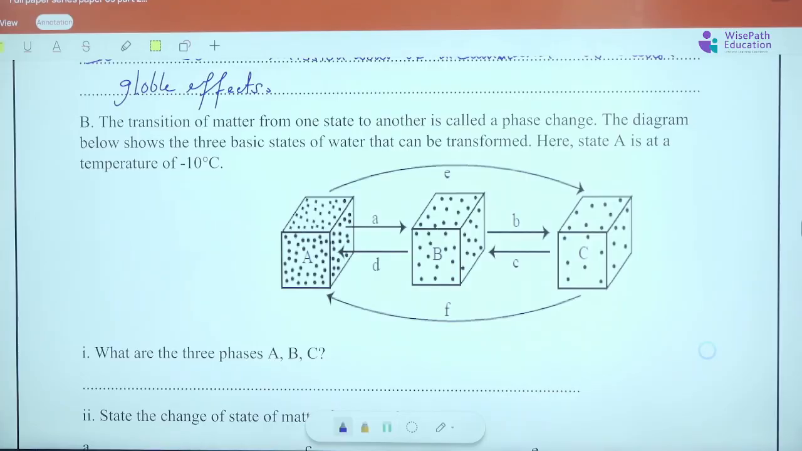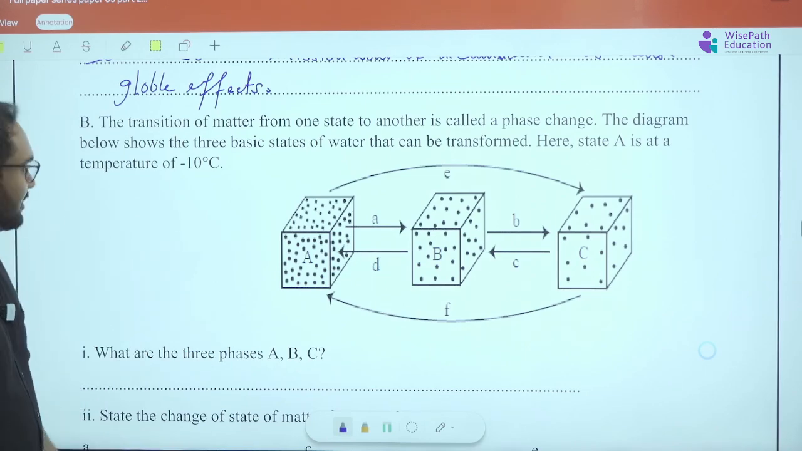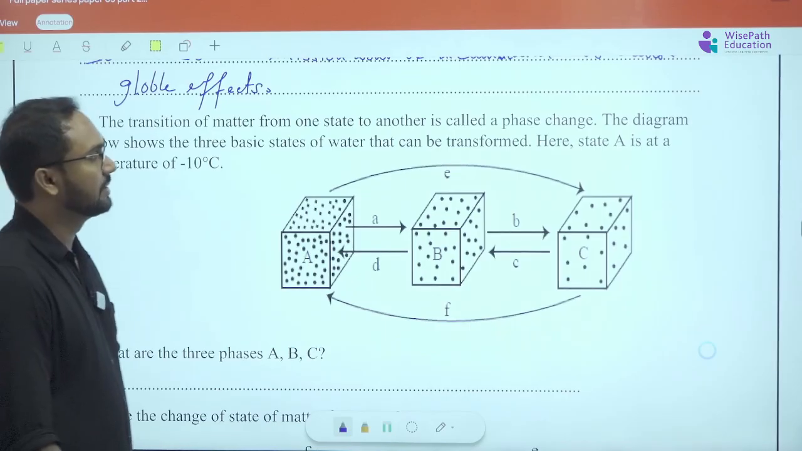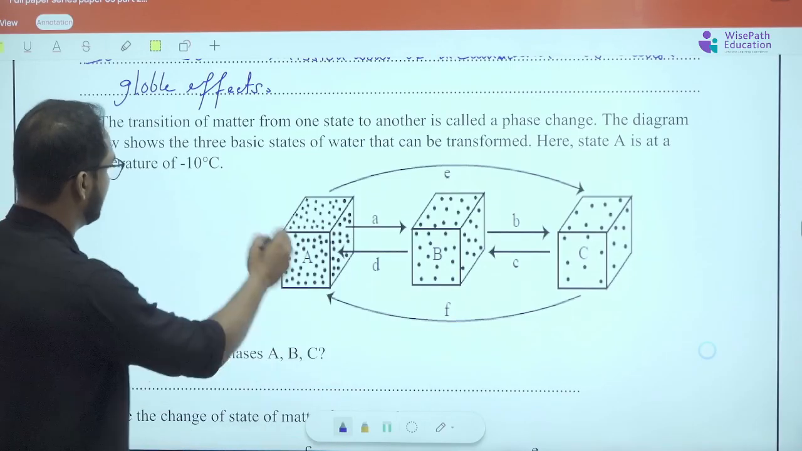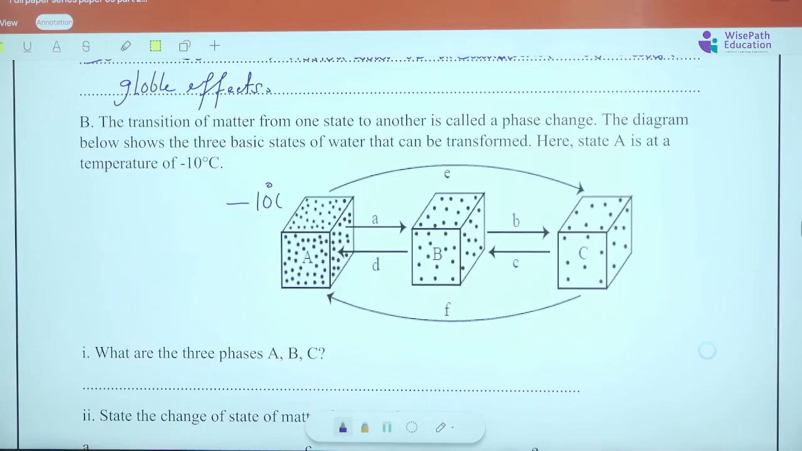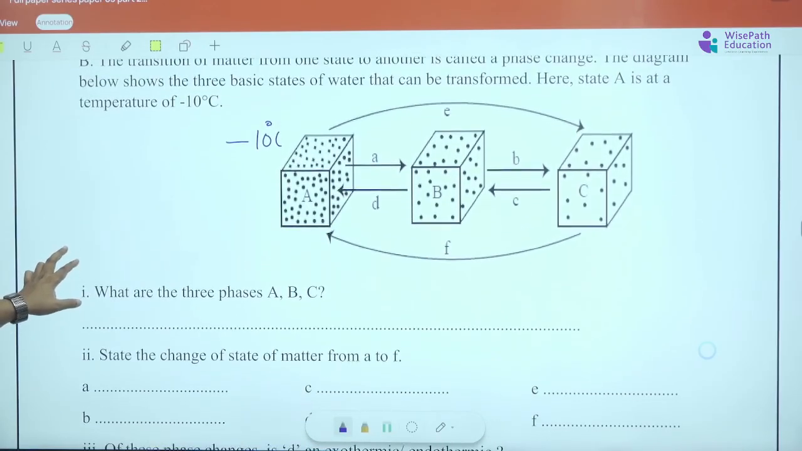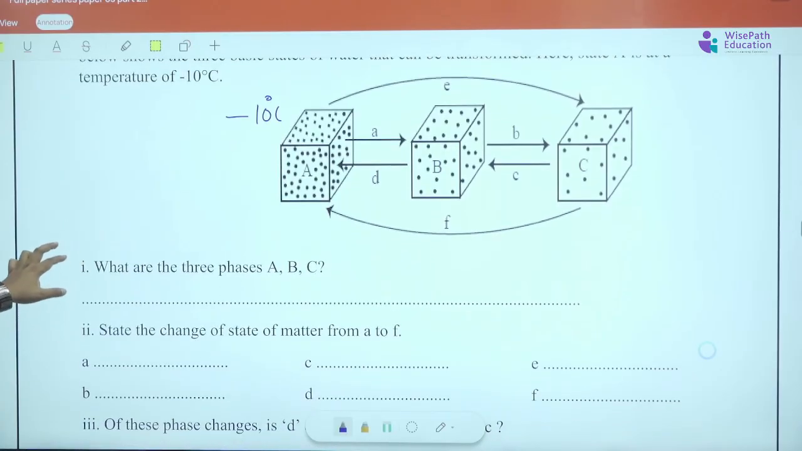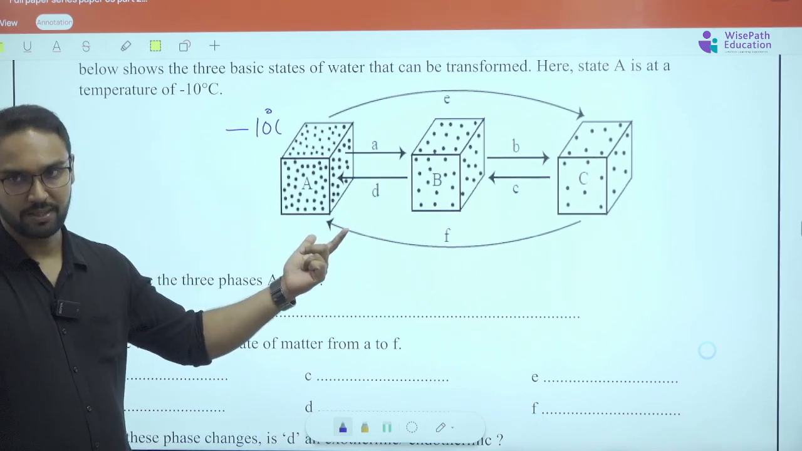The transition of matter from one state to another is called phase change. The diagram below shows the three basic states of water that can be transformed. State A is at a temperature of minus 10 degrees Celsius, so A is somewhat ice. What are the three phases A, B, C? Ice, water, and water vapor. A is solid.